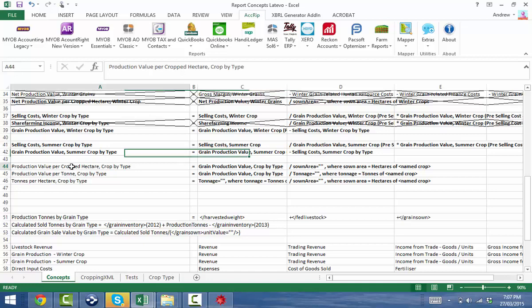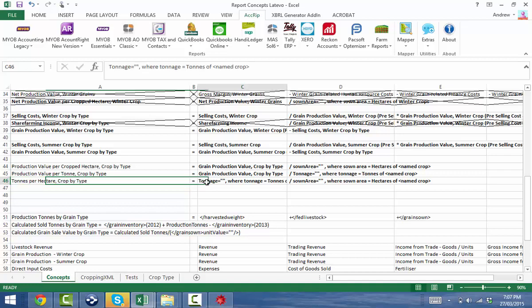Production value per cropped hectare, crop by type, is the grain production value crop by type. Of course you'd have to have done these preliminary calculations to get to this, over the sown area for that specific crop. Production value per ton, crop type: grain production value crop by type, whether it's a summer or winter crop, over the tonnage of that named crop. Tons per hectare: tonnage of named crop over sown area of named crop.